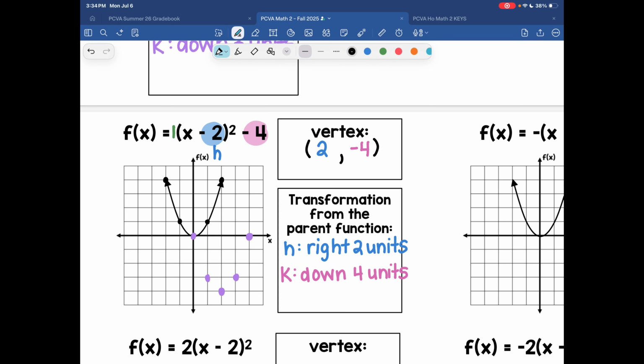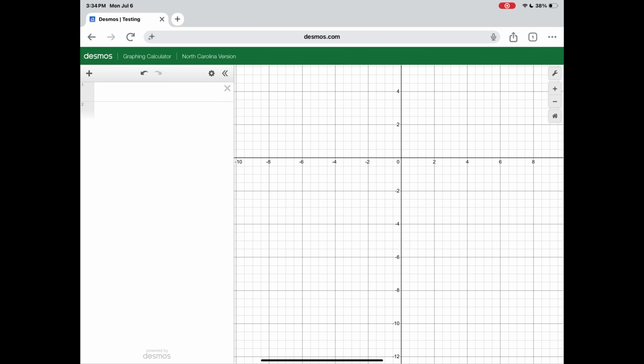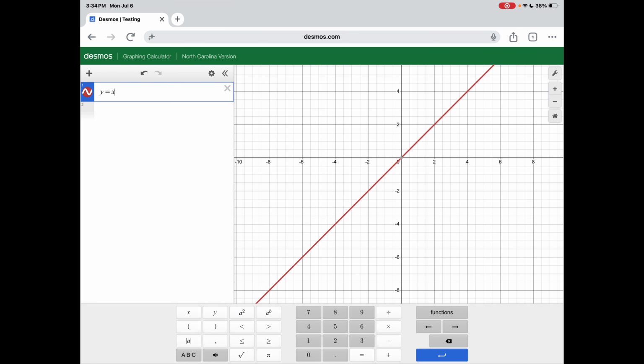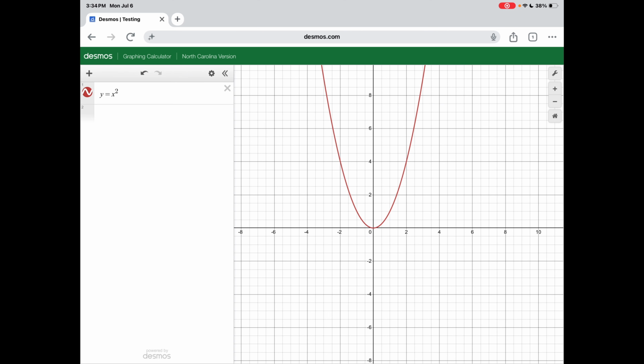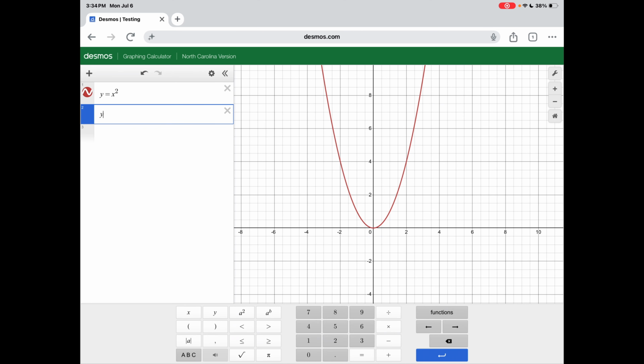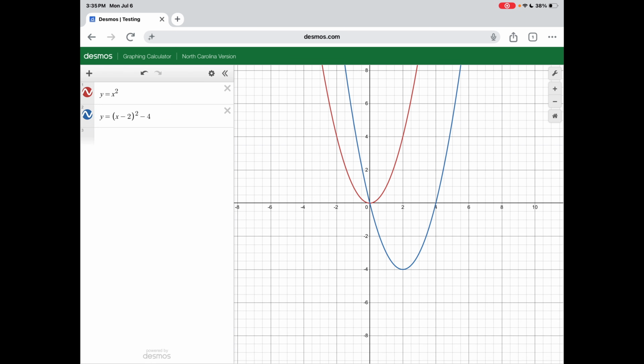All right, so if I connect those all together, again, as best we can with drawing it by hand, we should be able to see that it did in fact shift to the right and then down. We can also look at this in Desmos. I have my original parent function, x squared. So there's my original. And then we had y equals x minus 2 squared minus 4. And we can see the exact same thing here.